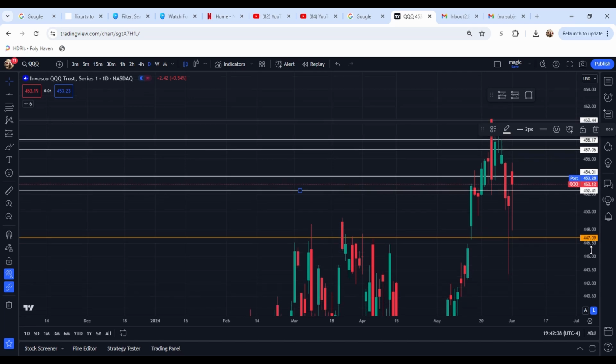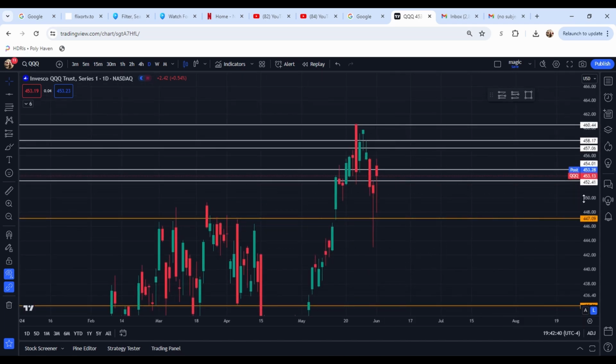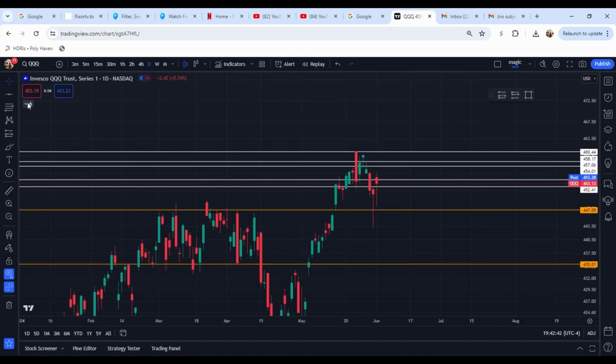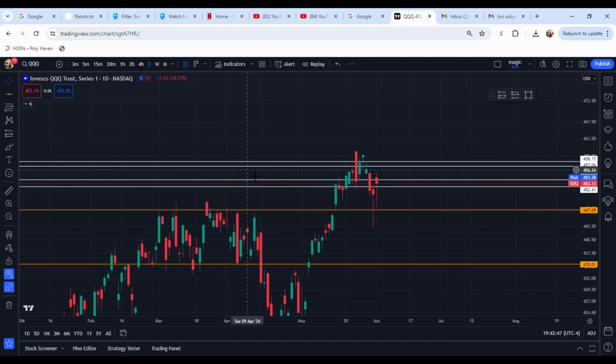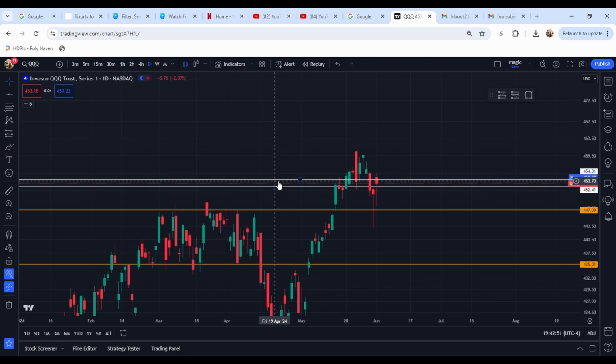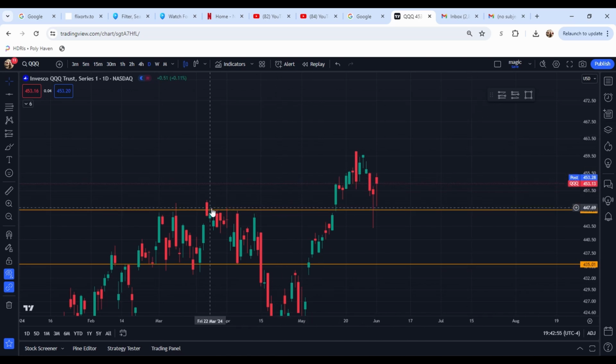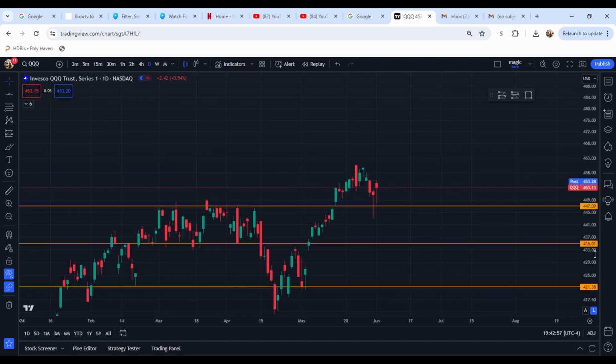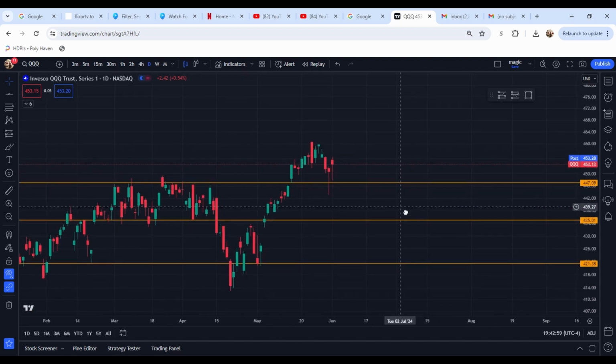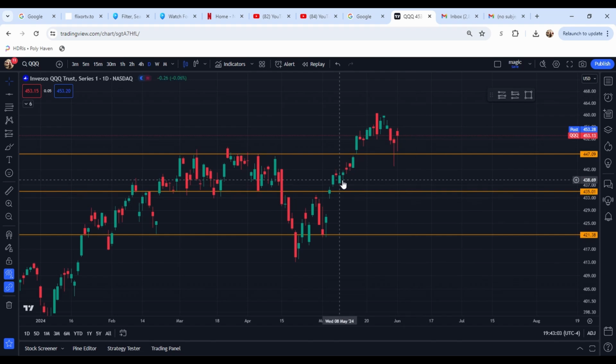So for now, let's just train our eyes to pay attention to the higher time frames, and then we could work our way down. That's called top down analysis. All right, so we'll just focus on the higher time frame levels, and we'll see that they are also targets, they are also areas of interest where you can exit your trades in profit.